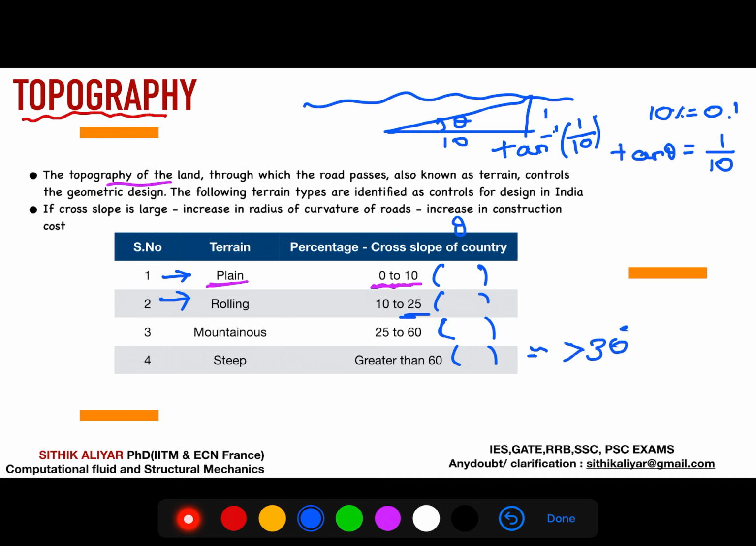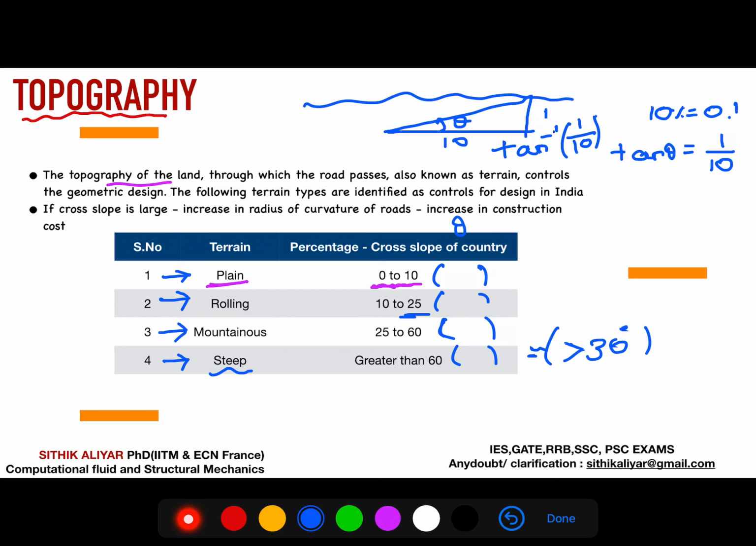If the slope is greater than 30 degrees, they will consider the slope as steep. It is very dangerous for heavy vehicles. I hope you have seen landslides or slipping of vehicles. So if the slope is more than 30 degrees, it is very difficult, and those things will be considered as steep terrains.